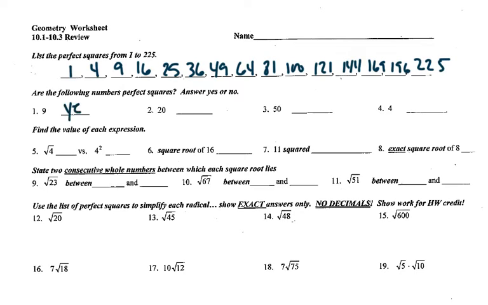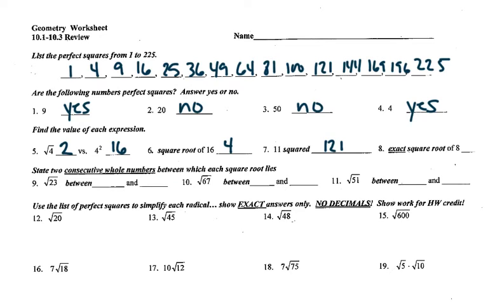Is 9 a perfect square? Yes, because 3 times 3 is 9. But the other two are not, right? But 4 is, because yes, 2 times 2 is 4. You want to be careful that you understand the square root of 4 is 2 versus 4 squared is 4 times 4 is 16. Square root of 16 is 4, 11 times 11, 121.